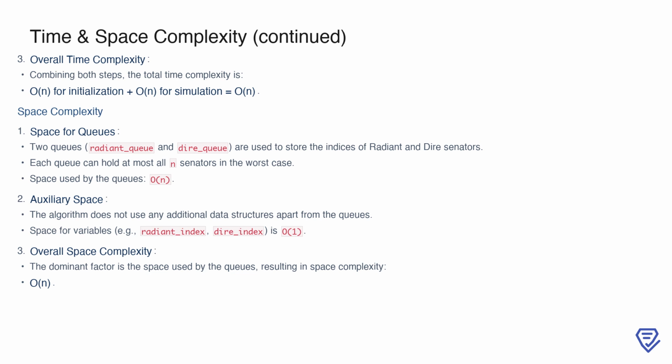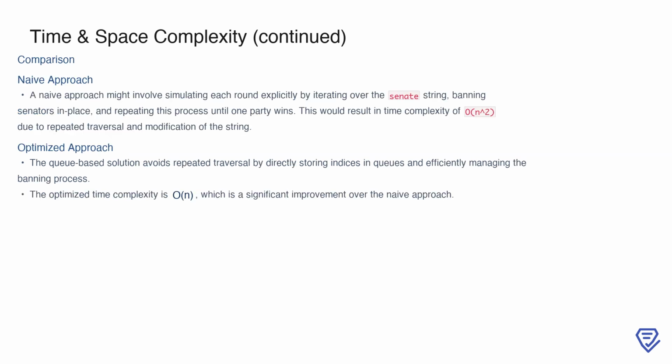Now, let's analyze the space complexity. For the queues, we use two separate deques to store the indices of radiant and dire senators. In the worst case, each queue could hold up to all n indices, meaning the space required for the queues is O(n). Apart from these queues, the algorithm uses a small amount of additional space for variables such as radiant_index and dire_index, which are constant in size. Since no other auxiliary data structures are used, the additional space is O(1). Therefore, the dominant factor in the space complexity is the storage for the queues, resulting in an overall space complexity of O(n).